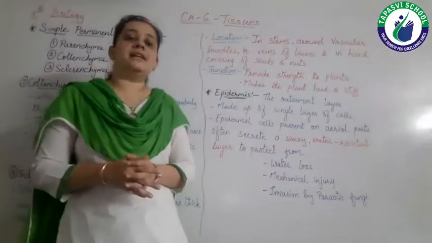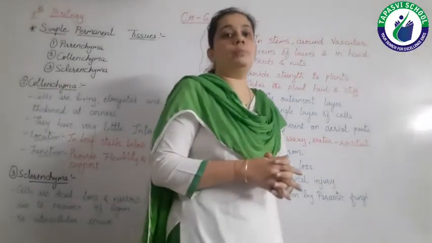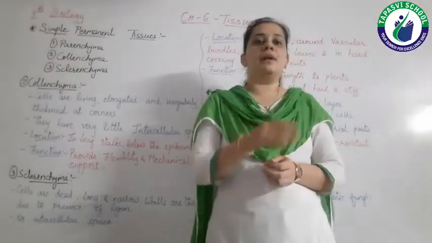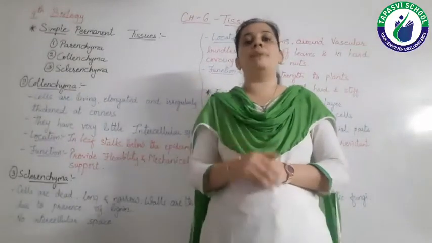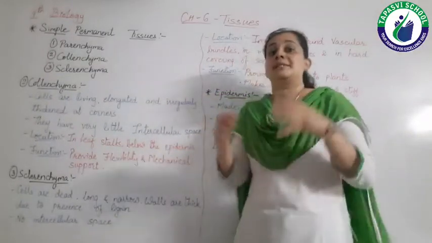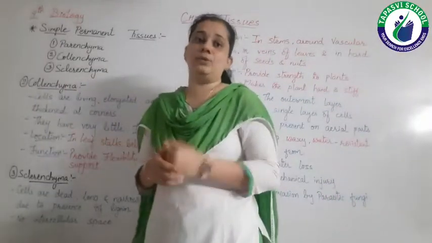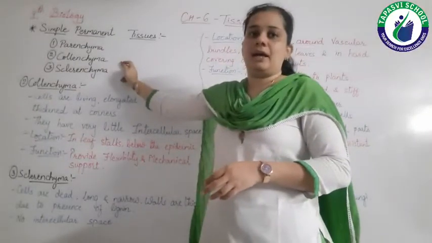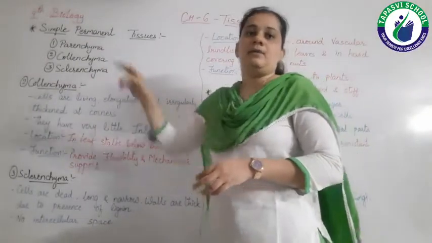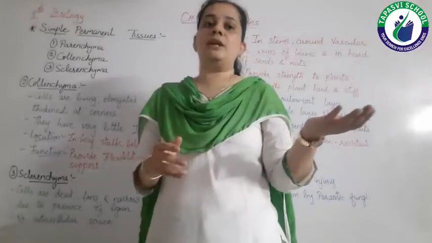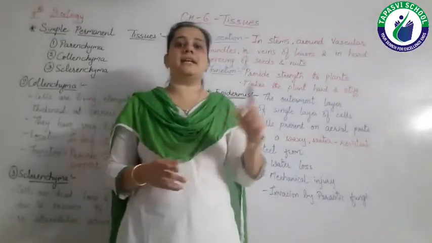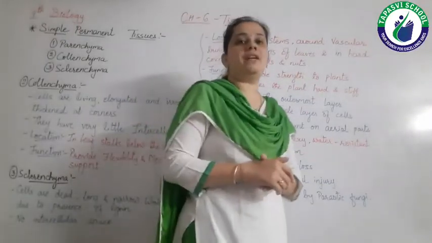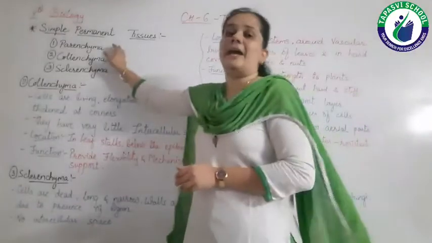Okay, then we studied about permanent tissue. So permanent tissues have mainly two types, that is simple permanent tissue and complex permanent tissue. Now simple permanent tissue again has three main types, that is parenchyma, collenchyma and sclerenchyma, right? And the complex permanent tissue has mainly two types, that is xylem and phloem. If you remember, in the previous lecture we studied about parenchyma.